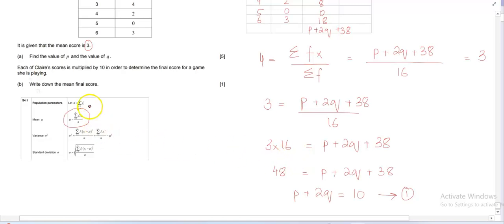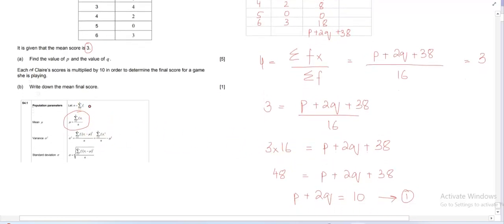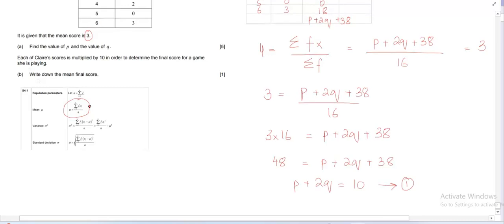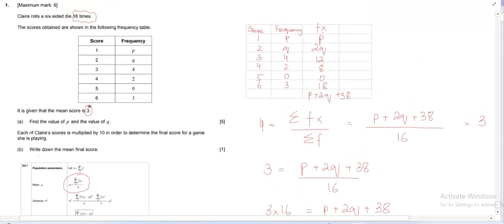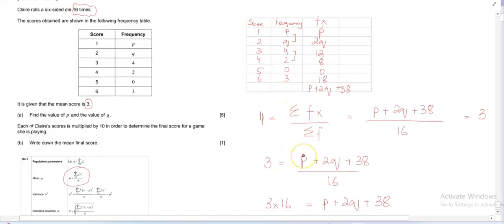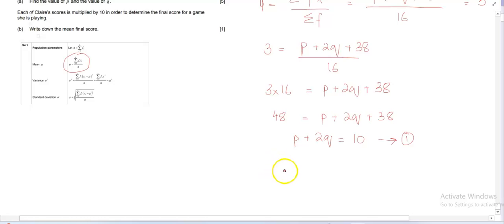Now I just need to find the second equation, because with one single equation I can't find the variables p and q. For the second equation, I know my total frequency, so I will be adding all these terms up. So this becomes p plus q, and then 4 plus 2 is 6, 6 plus 9, so this becomes p plus q plus 9. So p plus q plus 9 is equal to 16. From here I can extract my second equation, which is p plus q equals 7. So this is going to be my second equation.